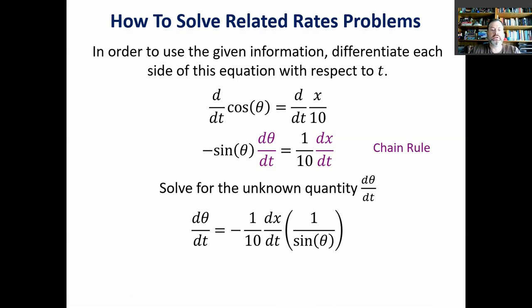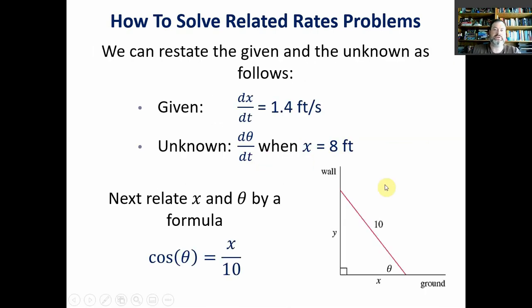So dθ/dt is what we're trying to find. dx/dt we know. We could plug it in right now, but I don't want to plug it in until we figure out what this is. There's a sine theta over there. So this is where you use the last piece of information. There's one other given piece of information right here. We want to find dθ/dt when x is 8 feet.